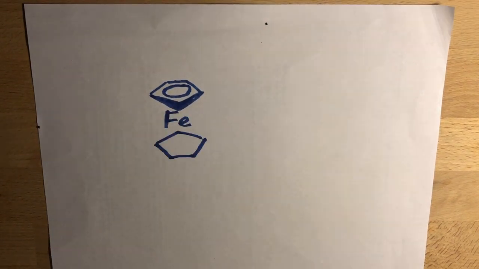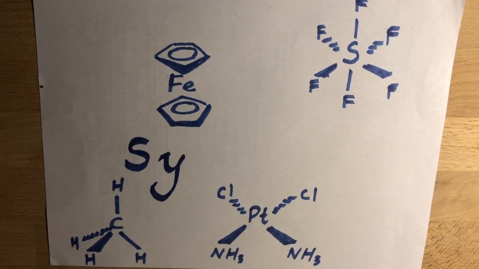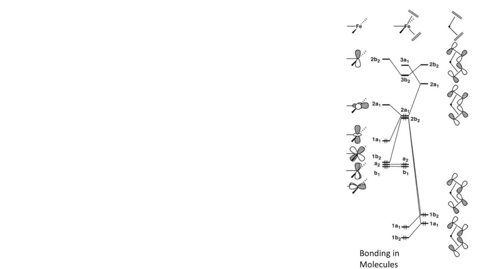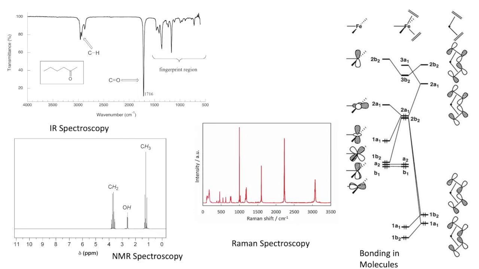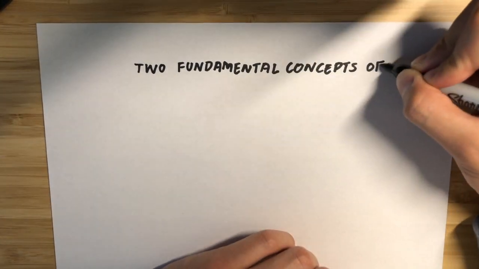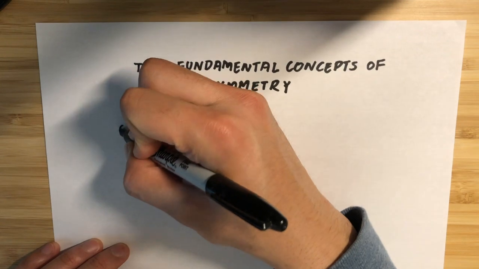In this tutorial, we will introduce the concept of molecular symmetry. Molecular symmetry is an important concept since it's the key to understanding molecular orbital theory and different types of spectroscopy. To get started, let's talk about the two fundamental concepts of symmetry.